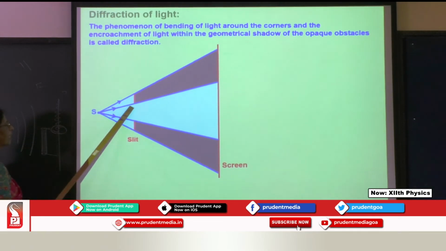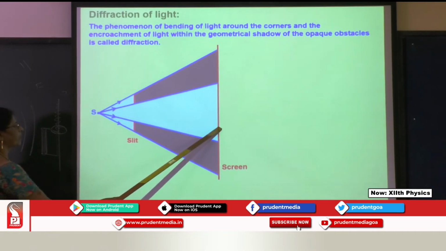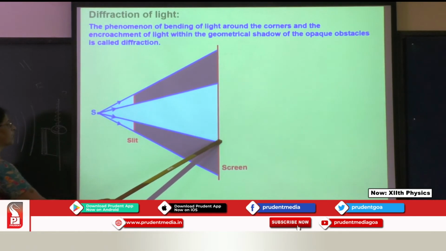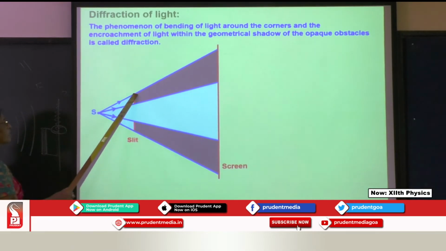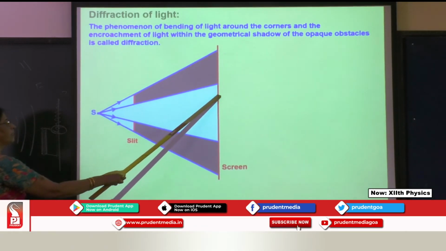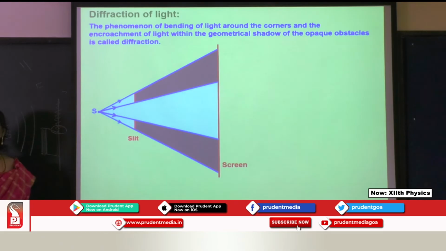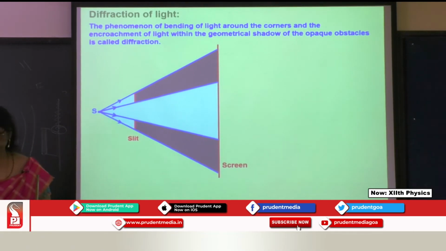But here you can see the light spreads out on this side. But when you draw a line here, there is an obstacle, so it has to get a shadow. But there also we get light. Here is an obstacle, so when you draw a line, it comes here, and you should get a shadow. But here also you are getting light. That is due to the process of diffraction.